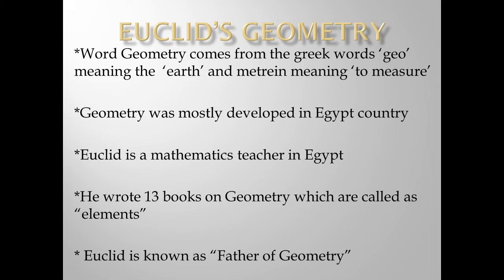This is a small story about why geometry was mostly developed in Egypt only. Most of you have heard of a river named Nile. It is one of the biggest rivers in Egypt, and also one of the biggest rivers in the world. So in olden days, it used to overflow every time.